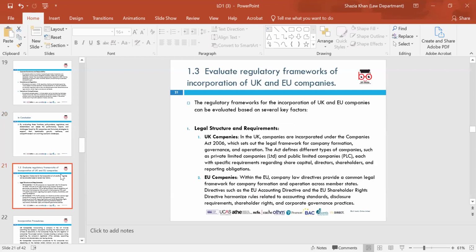So now we're going to go on to look at 1.3, which is to evaluate regulatory frameworks of incorporation of UK and EU companies.